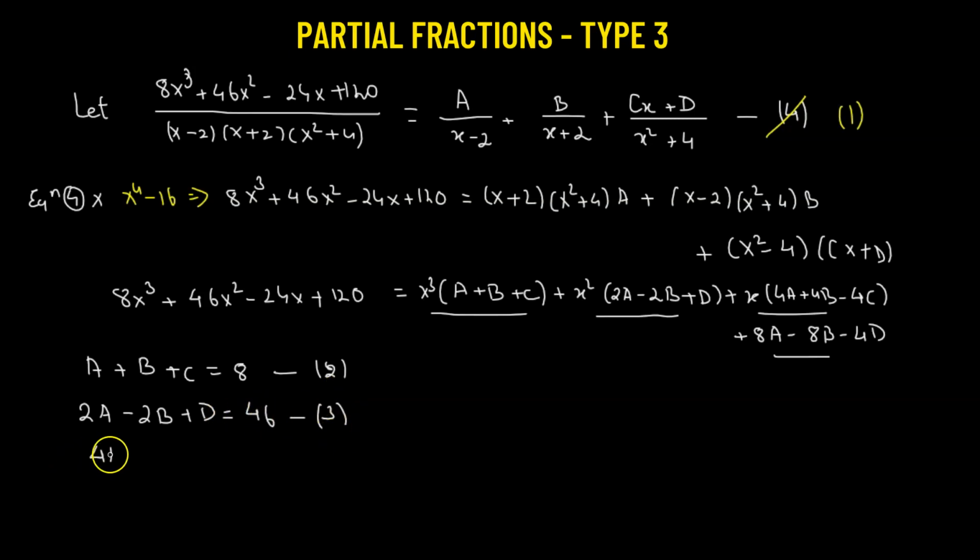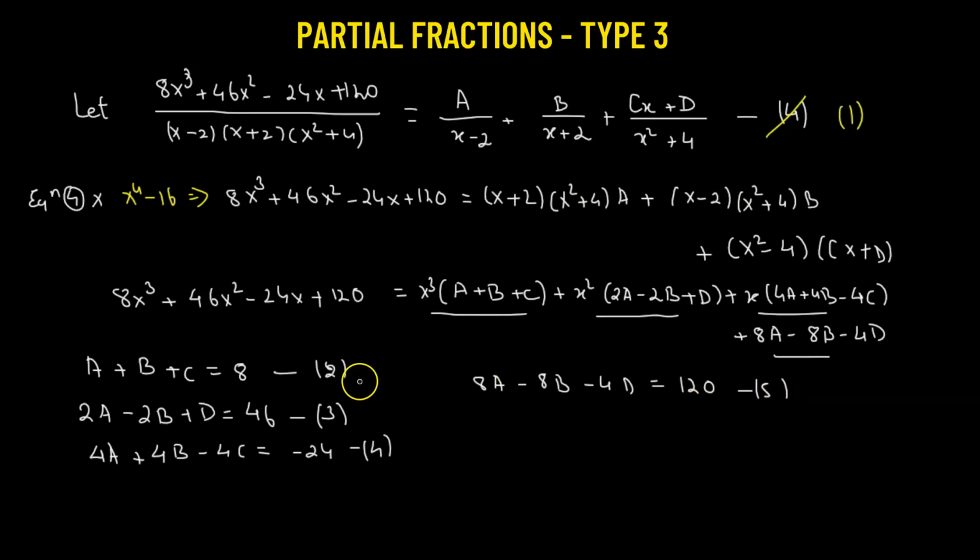Then we compare and equate the coefficient of x on both sides. So we have 4a plus 4b minus 4c equals negative 24. Fine. Let this be equation number 4. And then we have the constant term 8a minus 8b minus 4d, which equals 120. Let this be equation number 5.